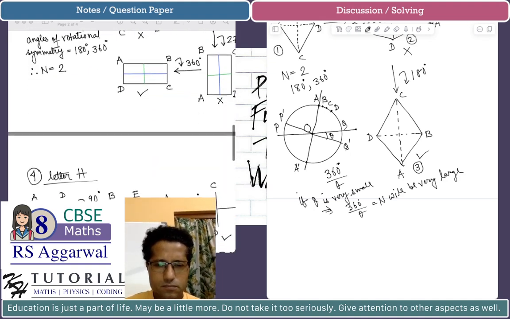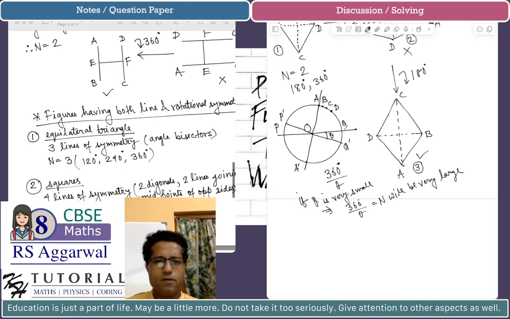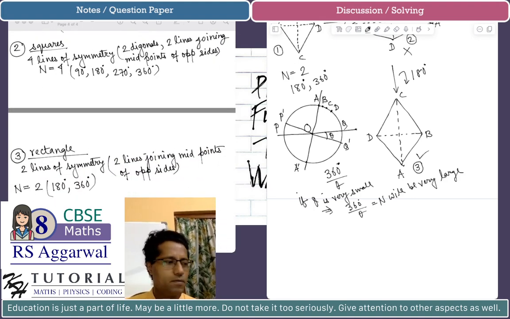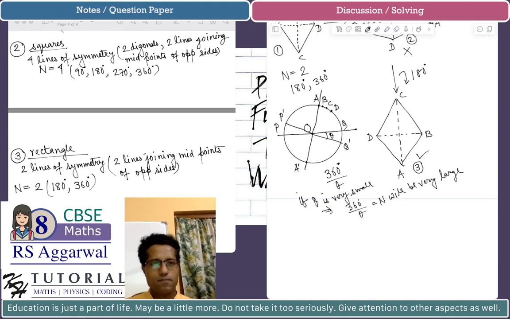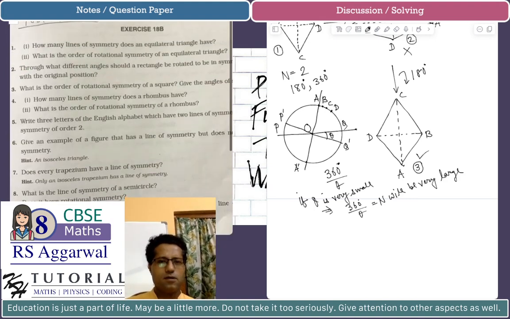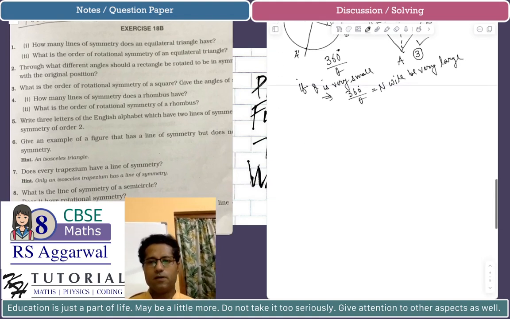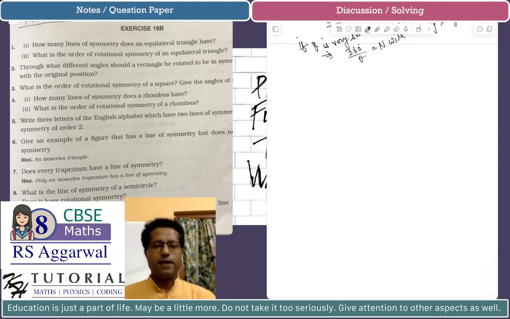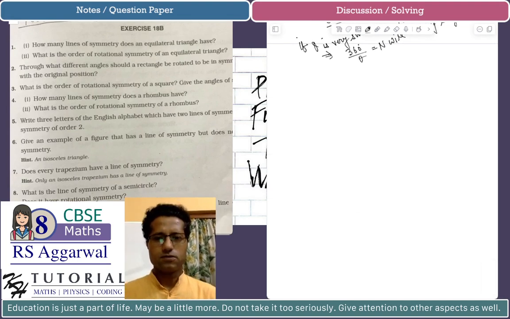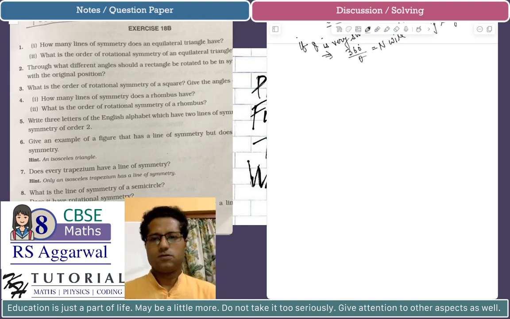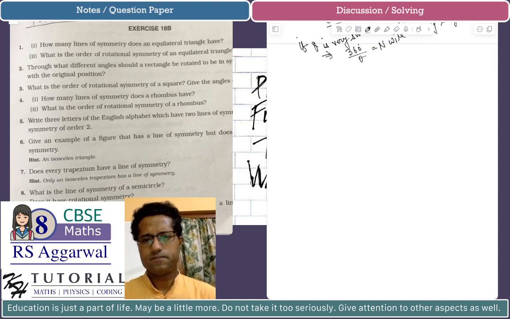Now let's try to solve the problems of exercise 18b, sorry, which exercise is this? This is 18b. So let's now solve the problems of exercise 18b. I hope you can see the problems. Okay. So let's solve exercise 18b.